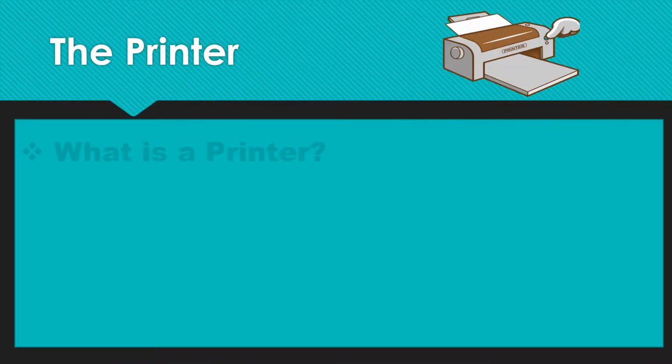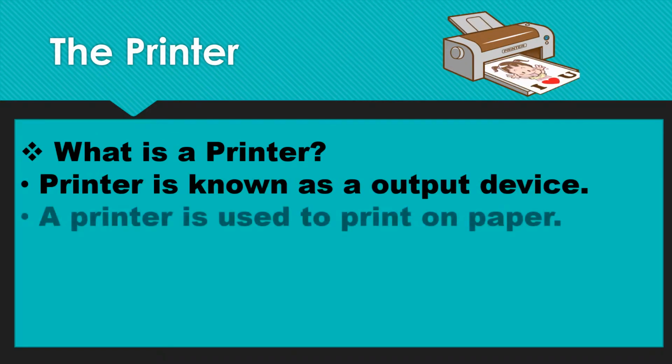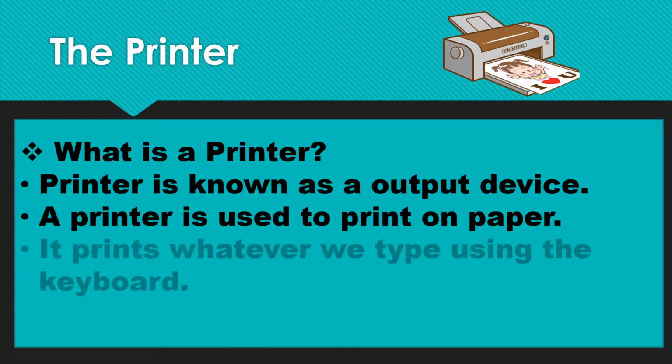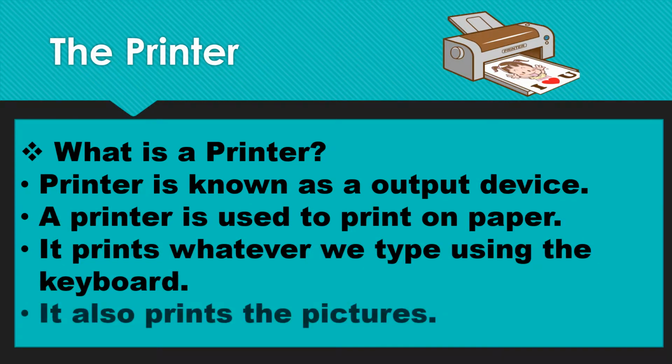The printer. What is a printer? A printer is known as an output device. A printer is used to print on paper. It prints whatever we type using the keyboard. It also prints pictures.